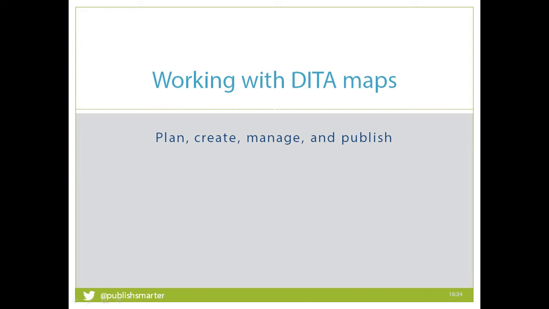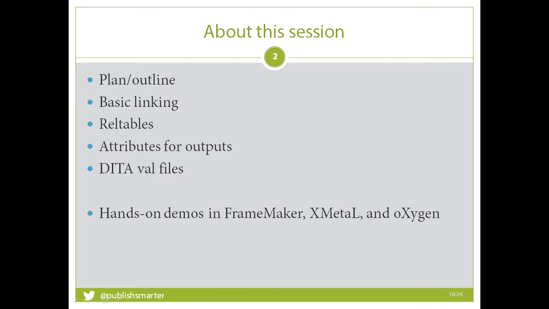I'm going to explore a couple of different key things that you need to think about when you're working with maps, and you need to be able to plan, create, manage, and publish content. I'll spend a little bit of time talking about planning and outlining a map from a higher level, some of the basics of linking information and what happens when you have a parent and child relationship, rel tables as another way of managing links, attributes that can be used to drive some of the output, and I'll also touch on DITAVAL files that allow for conditional publishing. And I'll show a little bit of a hands-on in FrameMaker, XMetaL, and Oxygen.